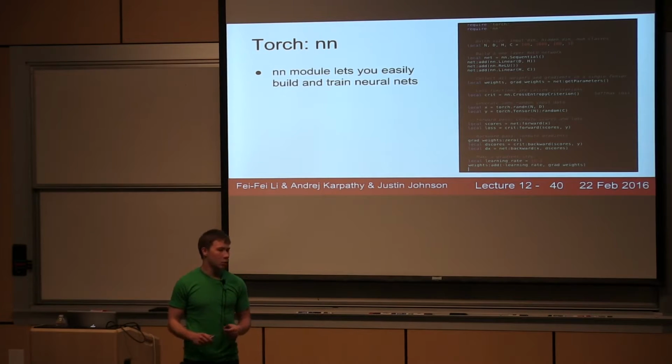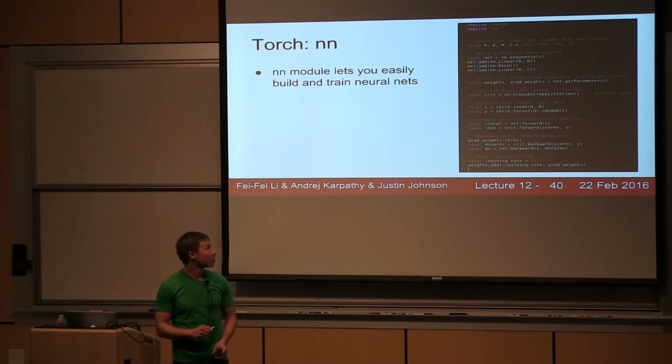So here's this same 2-layer ReLU network using the nn package. We define our network as a sequential, so it's going to be a stack of sequential operations. We're going to first have a linear, which is a fully connected layer from our input dimension to our hidden dimension. We're going to have a ReLU and another linear. Now we can get the weights and gradients in one tensor for each using this getParameters method. So weights will be a single Torch tensor that will have all the weights of the network, and gradWeights will be a single Torch tensor for all of the gradients.